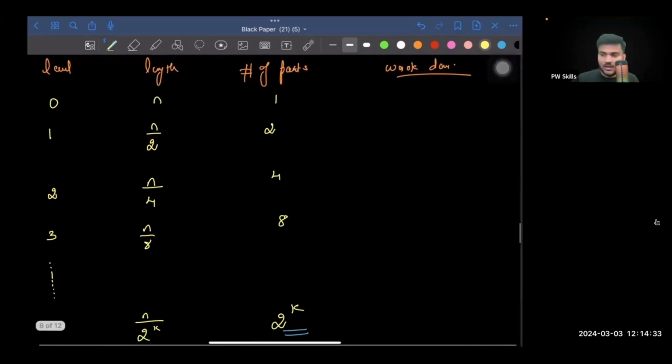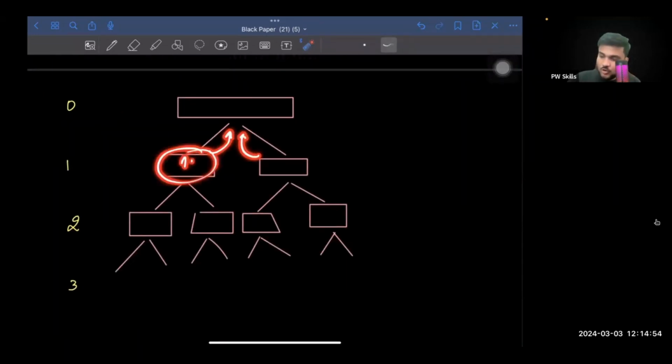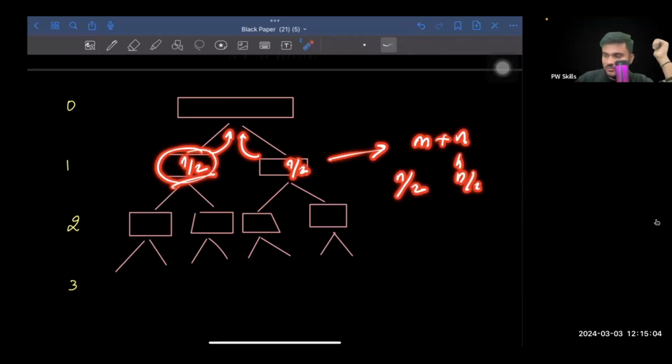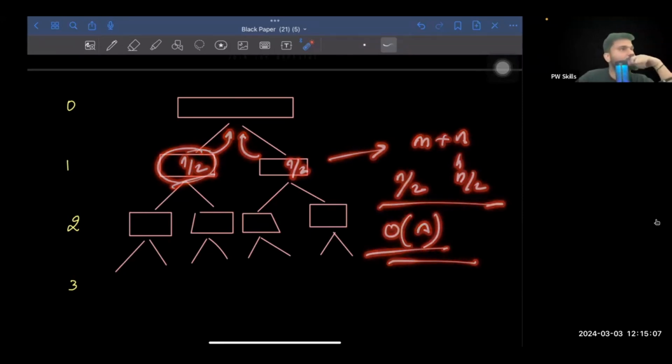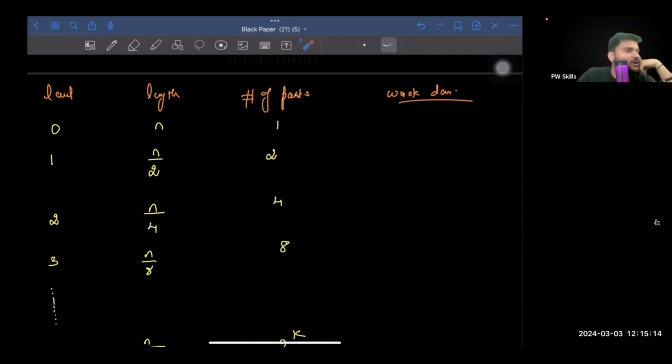Okay. Now, if I can calculate the work done or number of iterations on each level, then we can just add them up, right? Now, let's think about it. To get this level, I will be merging two arrays of n by 2 length. What was the time complexity of merging two sorted arrays? It was m plus n. Here m is n by 2, n is n by 2. So the total time complexity is order of n. If you have to merge two arrays of n by 2 length, what's the time complexity? N by 2 plus n by 2, that is n. So can I say to get this level, you do order of n time?